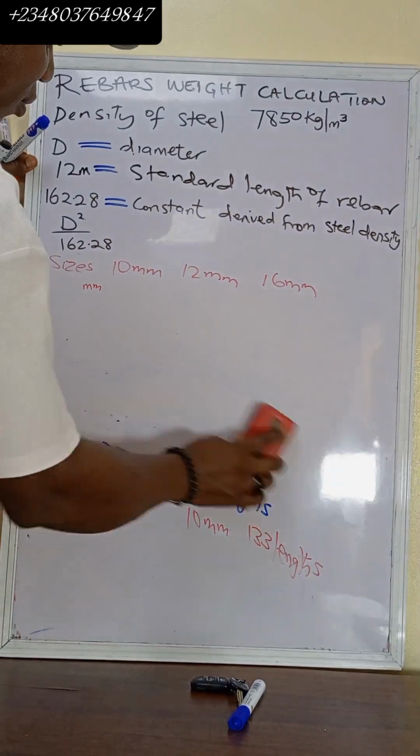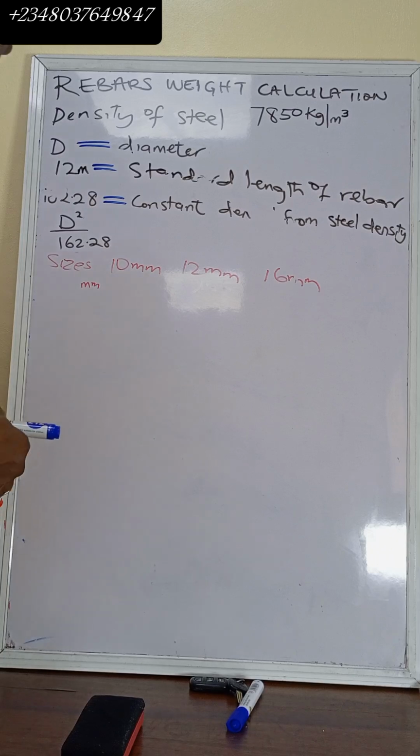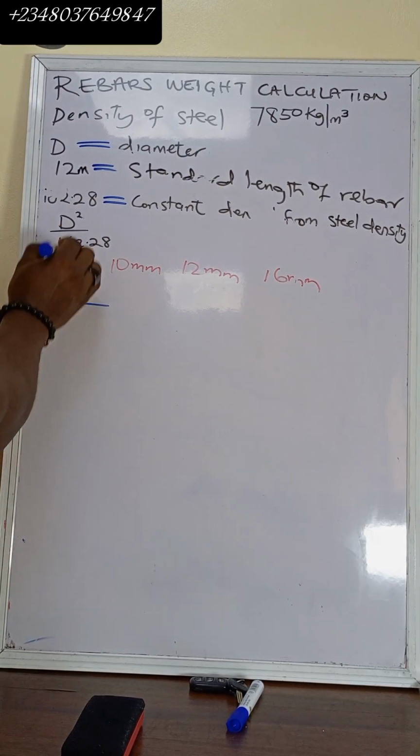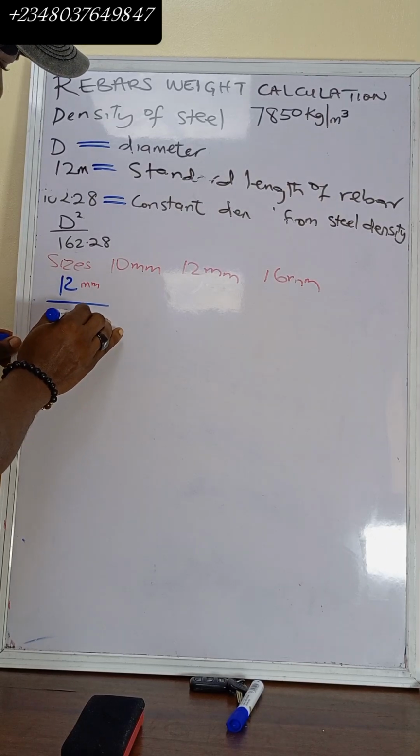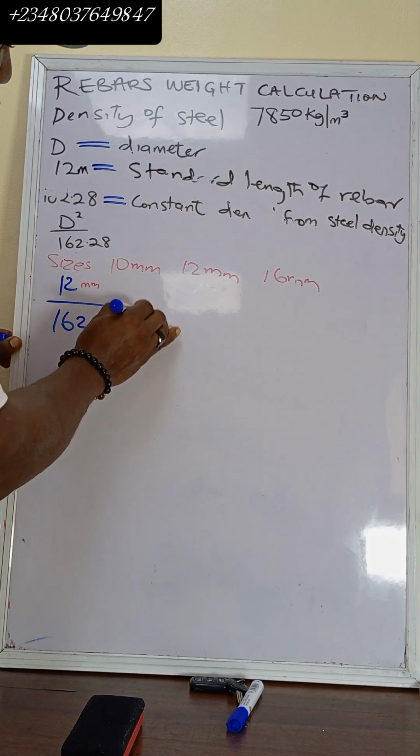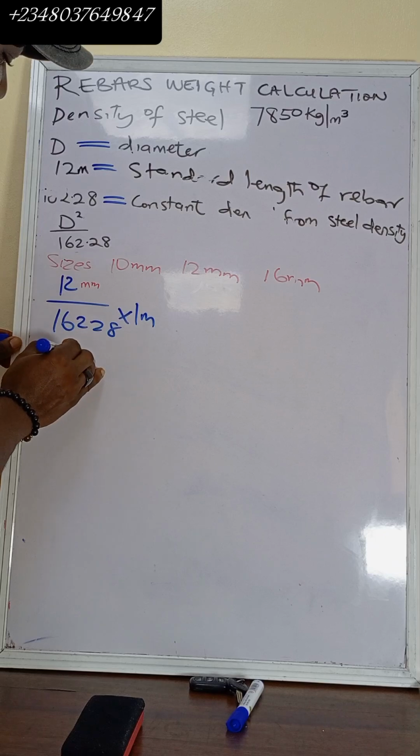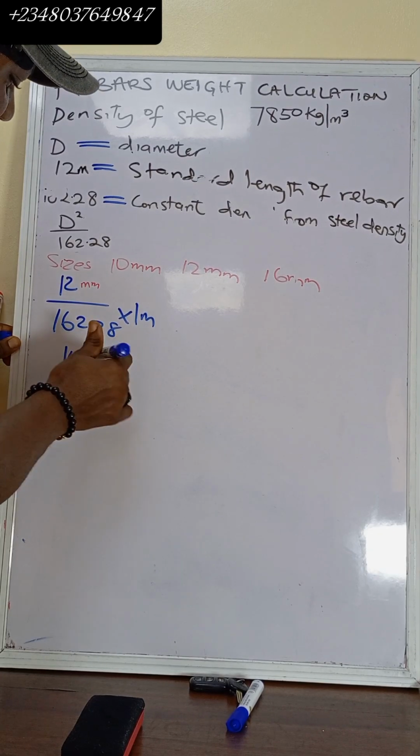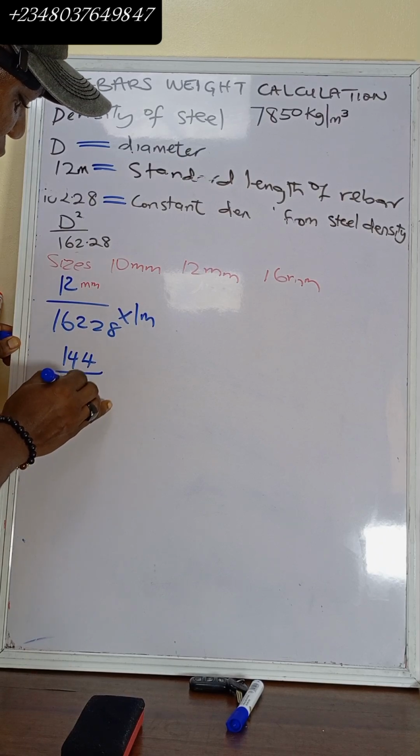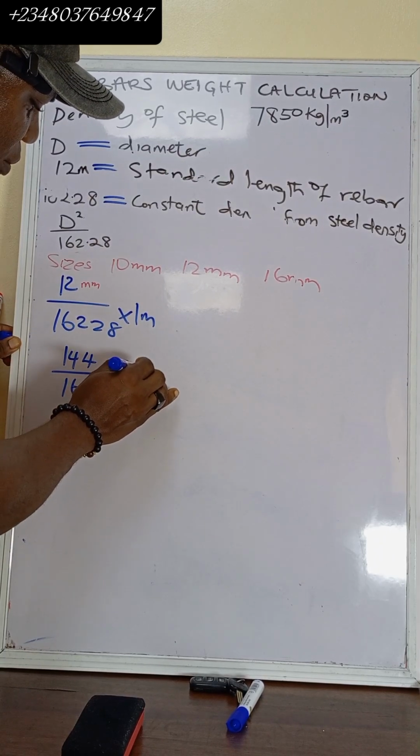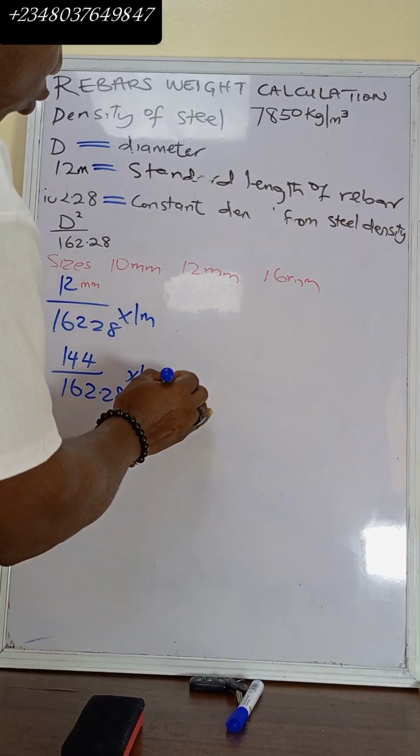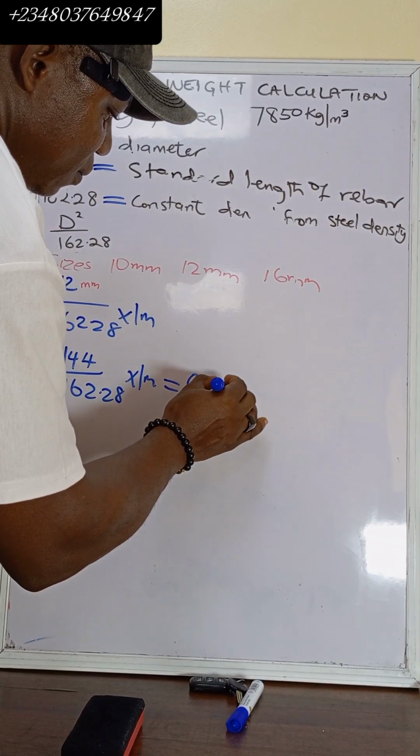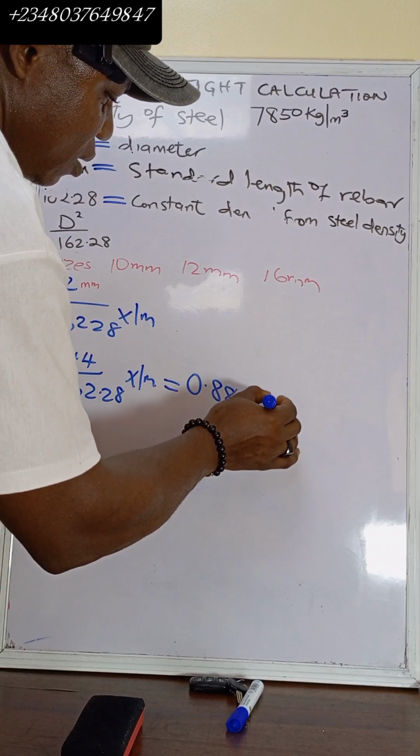Now we are going to do a calculation for 12 mm. So it will be 12 squared, which will give us 144, over 162.28 multiplied by 1 meter. So this will give us 0.887 kg per meter.